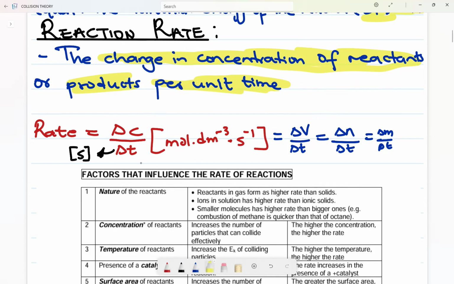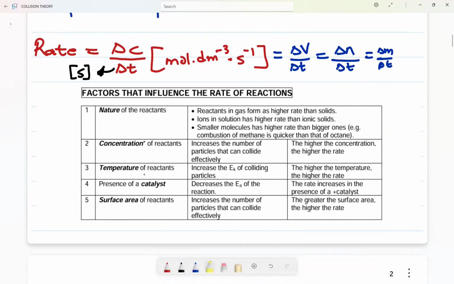Now, the interesting part. Let's talk about factors that affect the rate of reaction. Now, we have to talk about these factors that influence the rate of reaction. The first one is the nature of reactants. This one, do not stress more about it. They do not necessarily like to assess it, just maybe for multiple choice purposes.